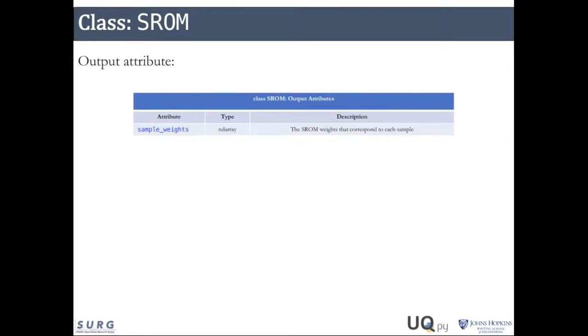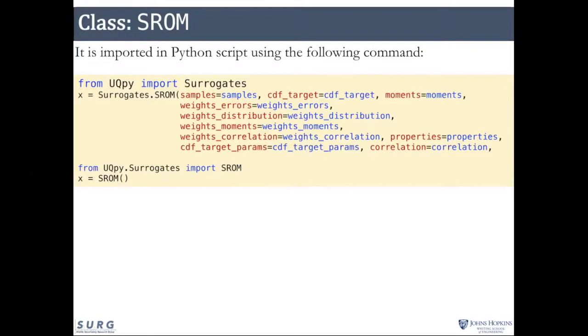As I said, the output attribute for the SROM class is the sample weights, which is going to be an n-dimensional array with size 1 cross the number of samples cross 1. So yeah, you can import the SROM class in your Python script using the following commands. You can import the surrogates module and then call surrogates.SROM, or you can import the SROM class directly from UQpy.surrogates.